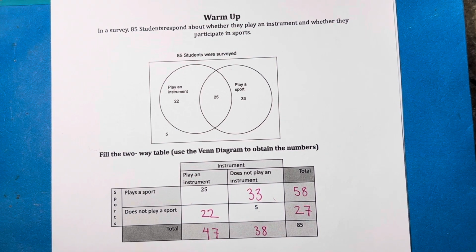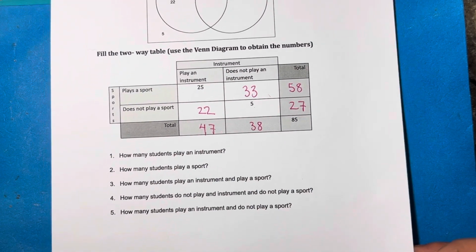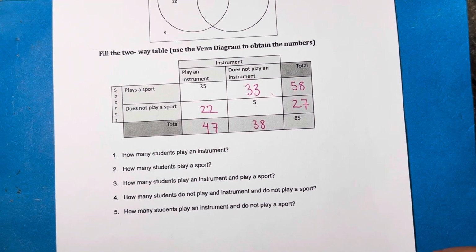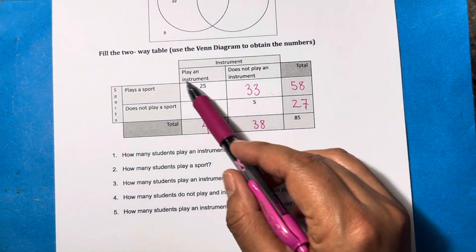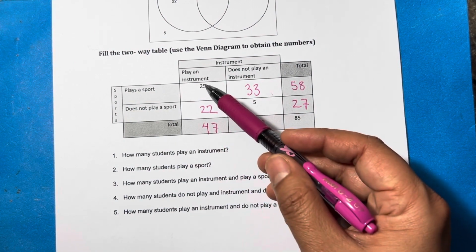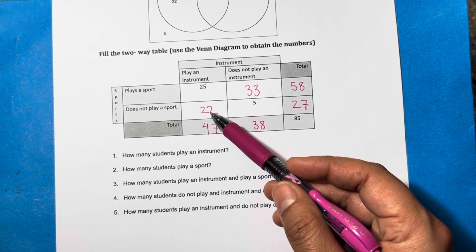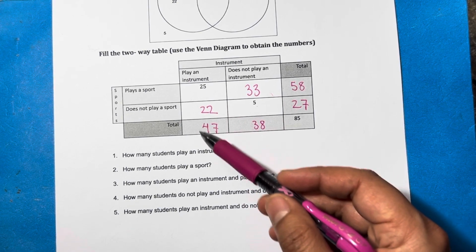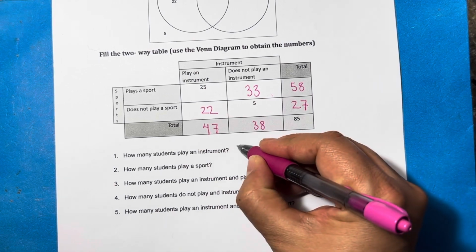Okay, now that we have the information in the two-way table, let's get some information. It says, how many students play an instrument? Well, you see the word play an instrument and you have to go all the way to the end because it includes the students who play a sport also and the ones who don't play a sport. But as long as they play an instrument, that's what we're interested in. In that case, it's 47.